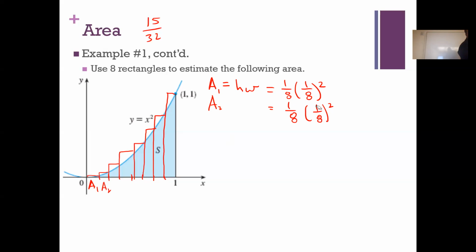I didn't even write down what you said. Yes, it was 2/8 squared, right? Okay. So is that because the X coordinate is 2/8? Right, that's what I was getting at.